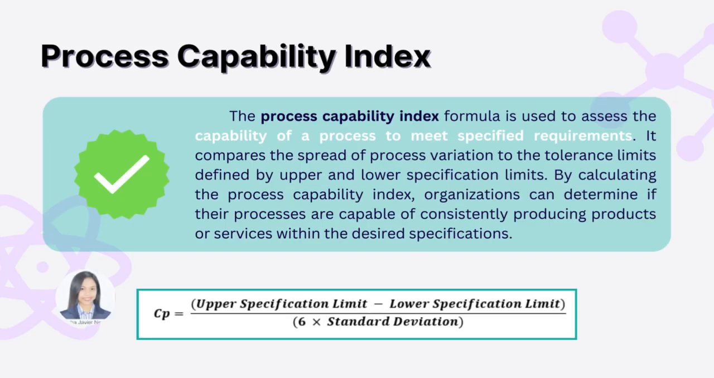Last but not the least, we have the process capability index. This formula is used to assess the capability of a process to meet specified requirements. It compares the spread of process variation to the tolerance limits defined by upper and lower specification limits. By calculating the process capability index, organizations can determine if their processes are capable of consistently producing products or services within the desired specifications.